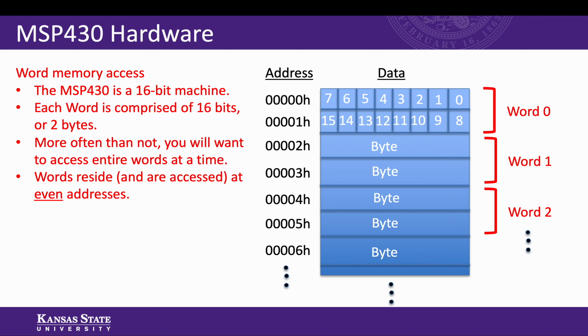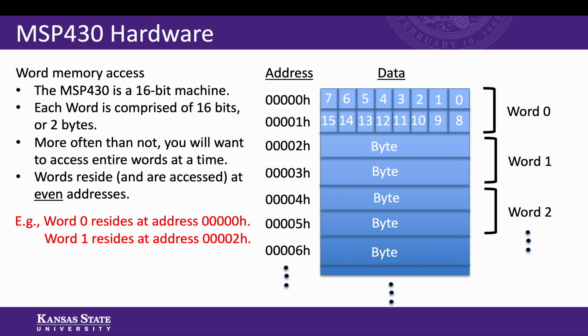Now, at each address is 1 byte, or 8 bits. These bytes are not independent, however. You should think of the bytes in pairs or groups of 16 bits. The MSP430 is a 16-bit CPU, and by default, words of 16 bits are accessed, unless specified otherwise by the programmer. Entire 16-bit words are accessed at even addresses, typically expressed in hexadecimal, which is indicated by the H appended to the end of the address. So when someone says 8000h in this context, it means 8000 in base 16, not decimal 8000.